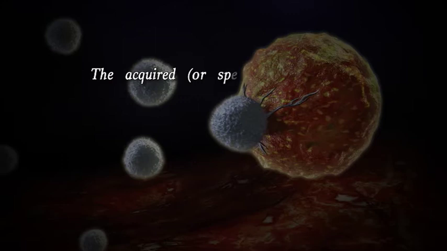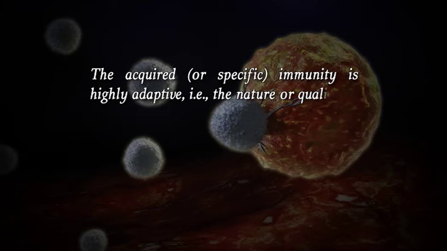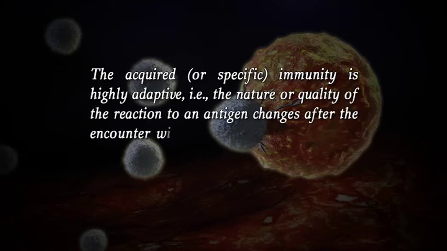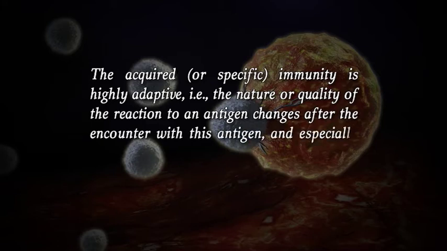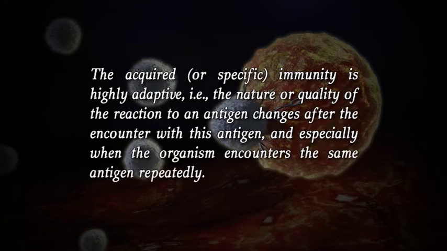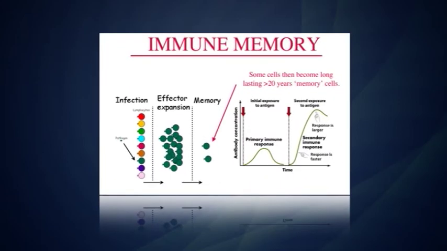The acquired or specific immunity is highly adaptive. That is, the nature or quality of the reaction to an antigen changes after the encounter with this antigen, and especially when the organism encounters the same antigen repeatedly. The ability of the immune system to remember an encounter with an antigen and to develop a qualitatively better response to it is called the immune memory. This feature is a paramount property of specific immunity.